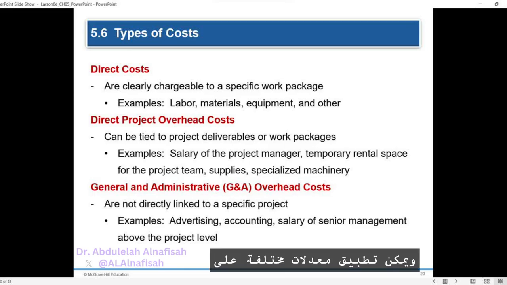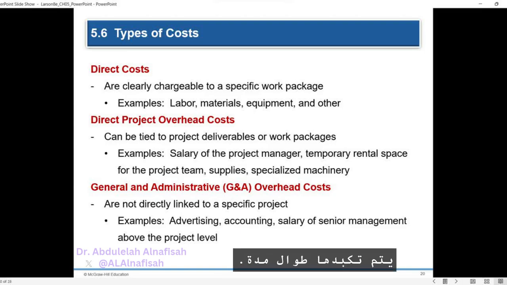Different rates may be applied to different types of resources. By selectively applying direct overhead charges, a more accurate cost estimate for a project or work package can be obtained compared to using a blanket overhead rate for the entire project. General and administrative (G&A) overhead costs. These costs represent organization-wide expenses that are not directly linked to a specific project.